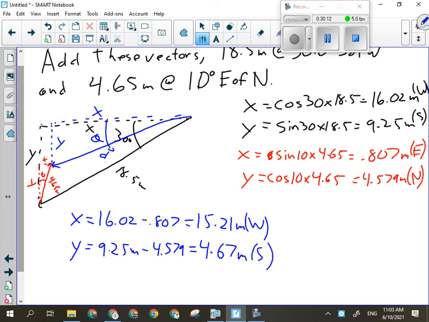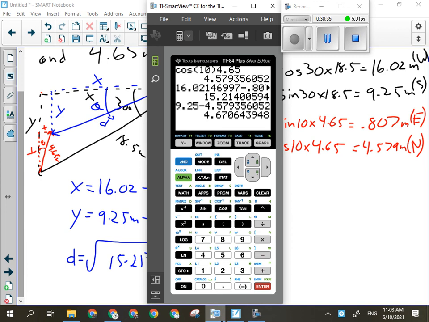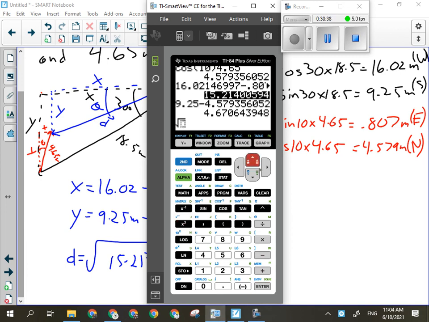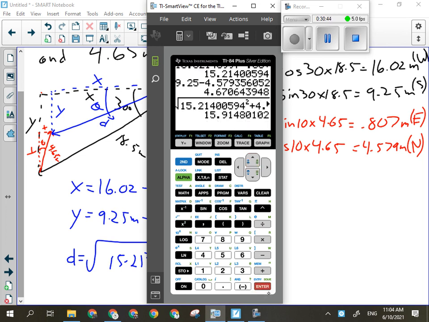Okay, so now I've got blue x and blue y. What do I do with them? I use the Pythagorean theorem in order to get the magnitude of my overall displacement. So we're looking at an overall displacement of 15.9, actually it'll be 16 because we only have two significant digits.